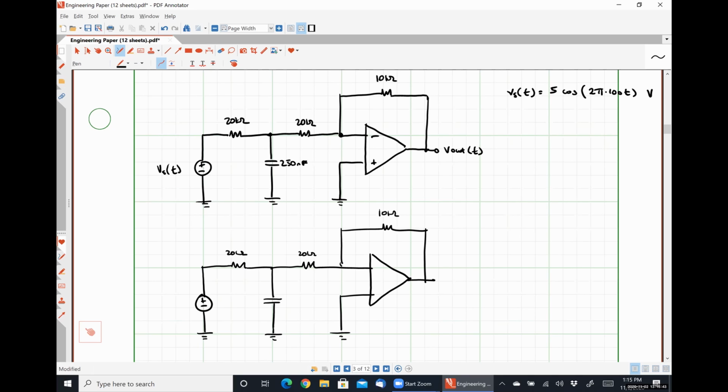All of our resistors, if you'll recall, nothing changes with regards to their impedance. This guy over here is going to be 5 angle 0 degrees volts. The impedance of our capacitor is going to be negative j divided by omega C, where omega is 2 pi times 100. And so I get negative j 6.366 ohms.